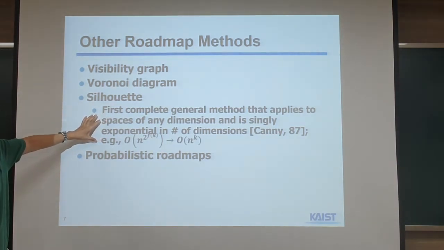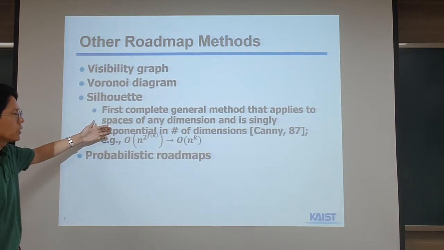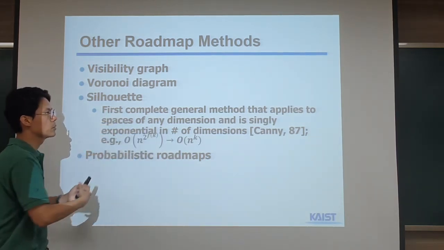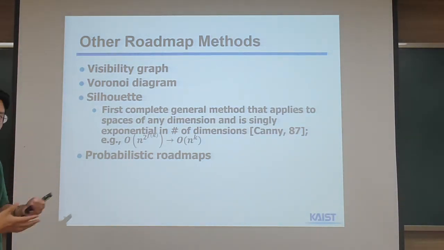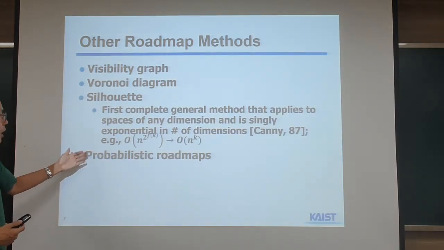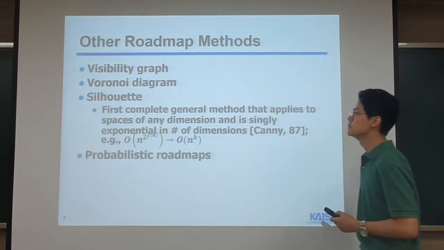But in most cases, we don't have the time budget to actually run this kind of complete method. So to make a more practical technique, we can allow some sort of error. That's why there is an approximate technique known as probabilistic roadmaps, which I will talk about later on.